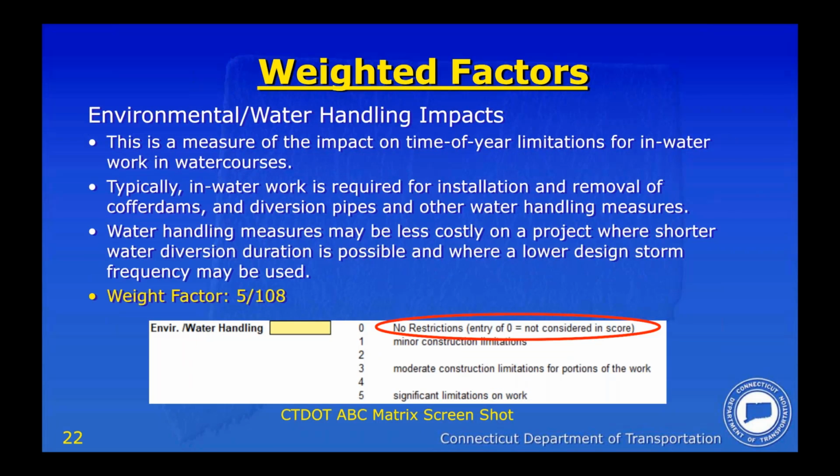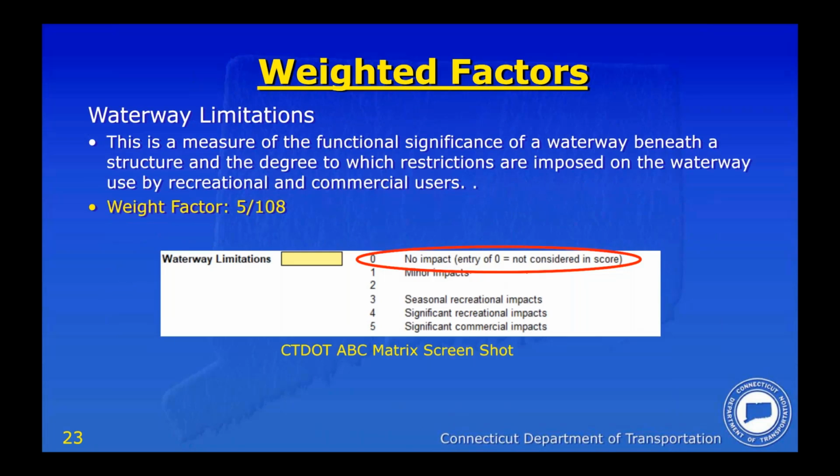Then water handling here. If we're not over water, it's a 0. If we are over water and we have significant limitations on work, time of year restrictions that might push a job from 1 year to 2 years or 3, depending on the nature of the project, there can be a big advantage for accelerated bridge construction that might get us in and out in one season. Then waterway limitations here: are we over commercial, over navigable water or not? So this is scored again appropriately here with these values we noted.